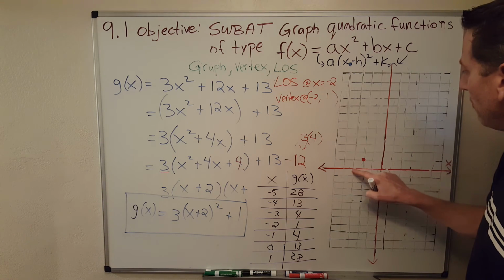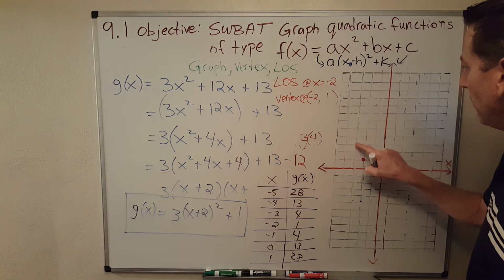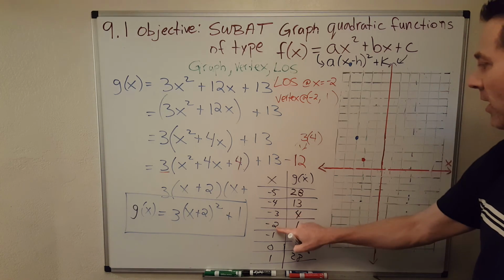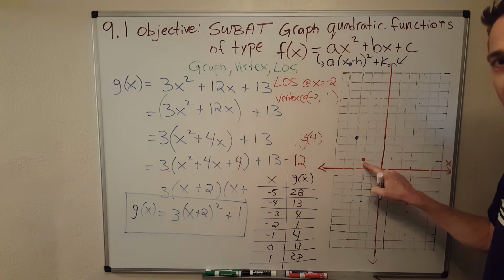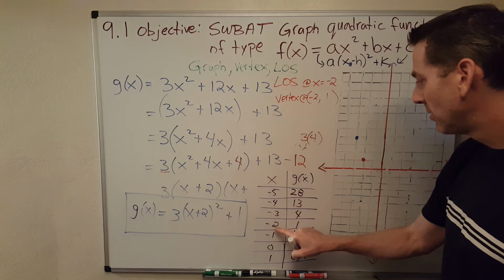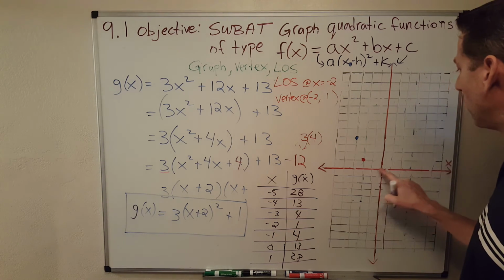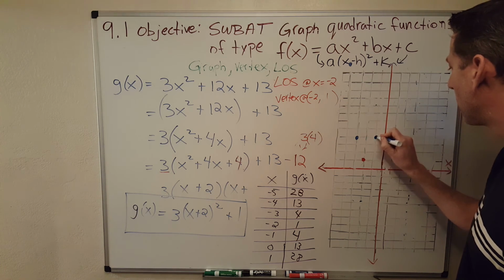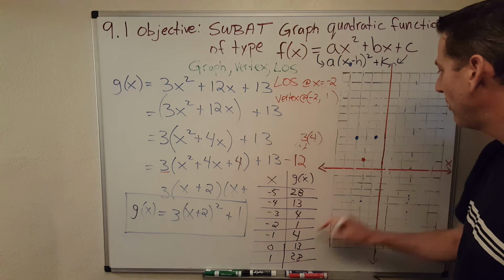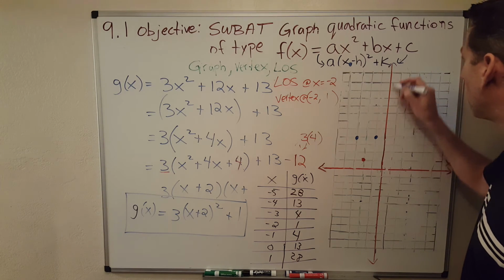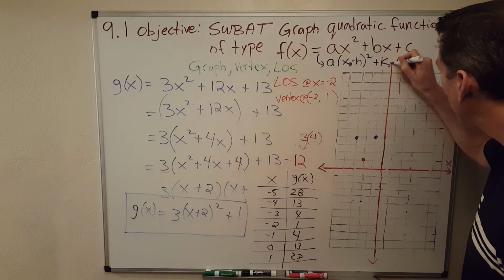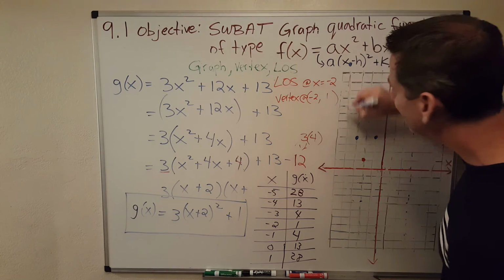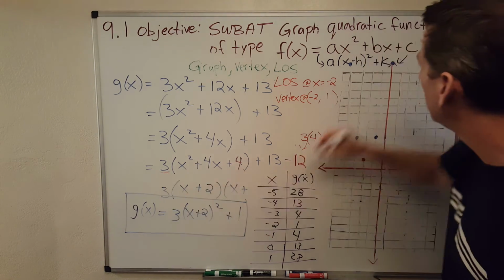And we got -3, 4. So 1, 2, 3, and 4. And then we got -2, 1, which is right there. We already have it. -1, 4. And 0, 13, which is going to be up here somewhere. All right, so see how skinny this thing is? It's skinny because of that 3 right there.